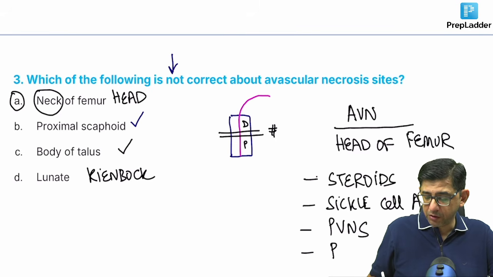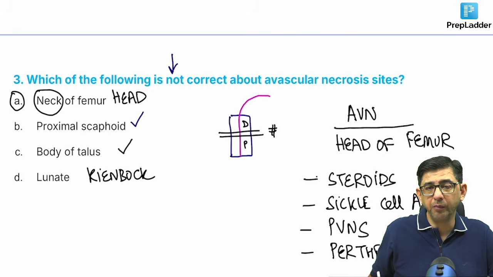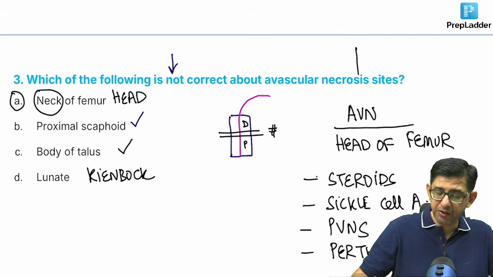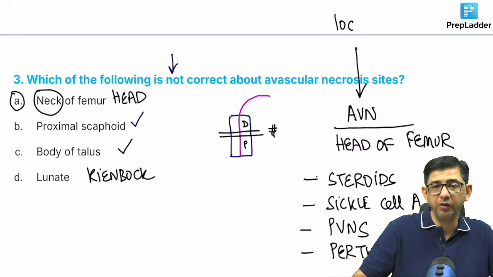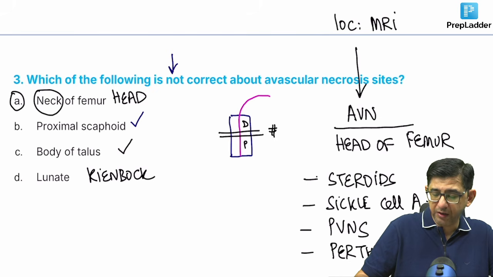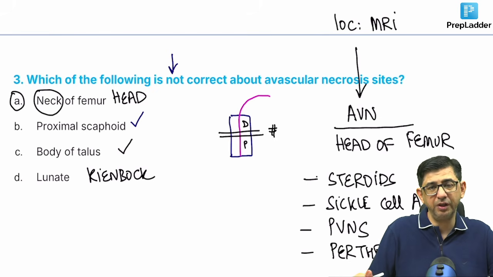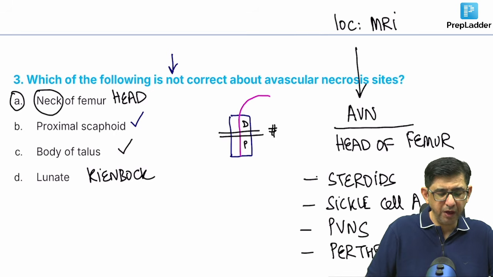Then the pediatric cause of avascular necrosis that we'll be discussing subsequently is Perthes disease. The investigation of choice for diagnosis of avascular necrosis is the MRI. And as I emphasize, it is the head of the femur that is vulnerable, not the neck of the femur. So the answer to question number 3 is option number A.